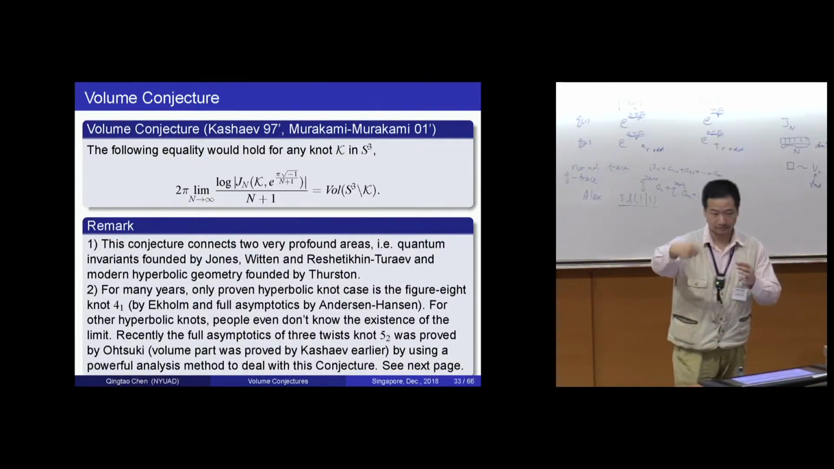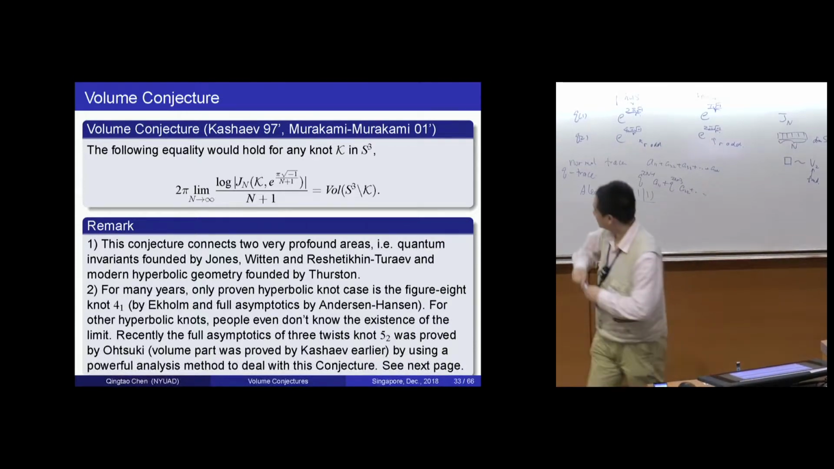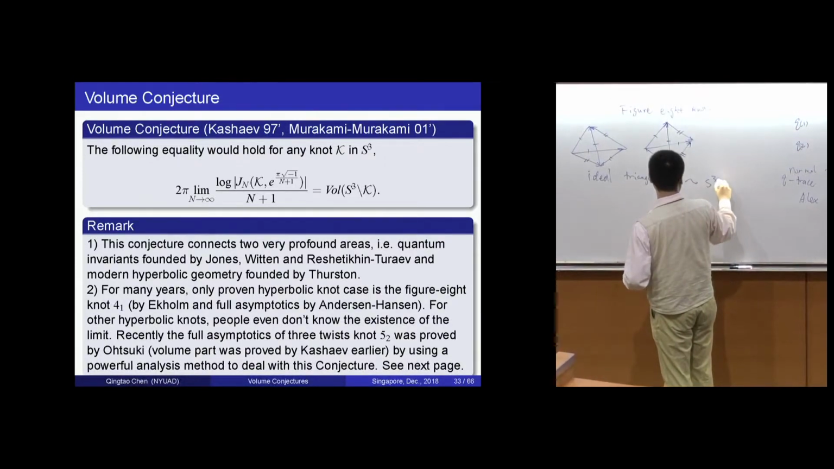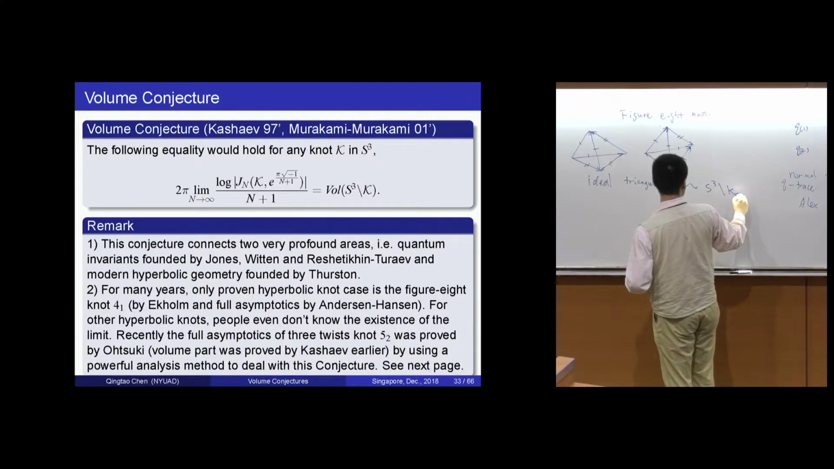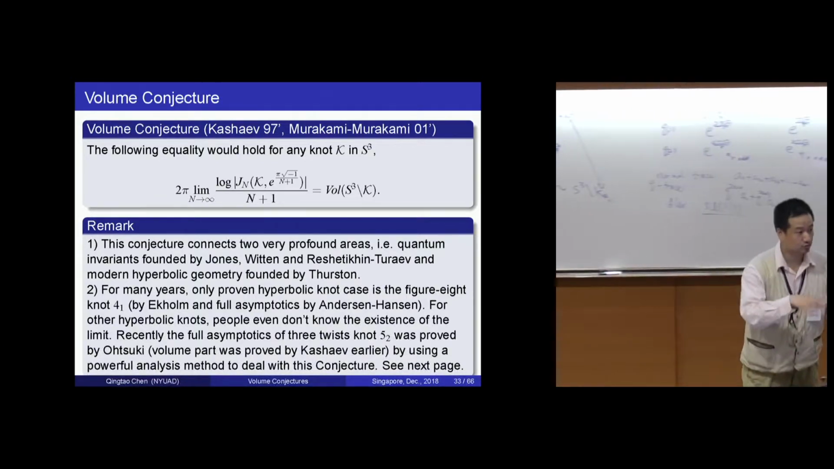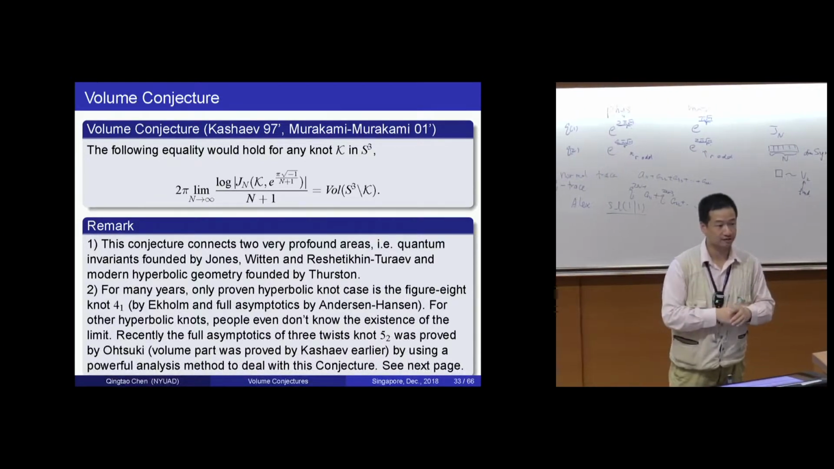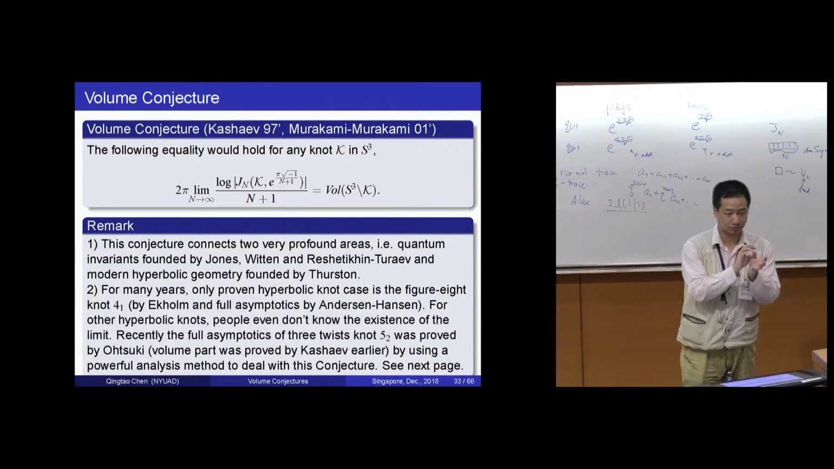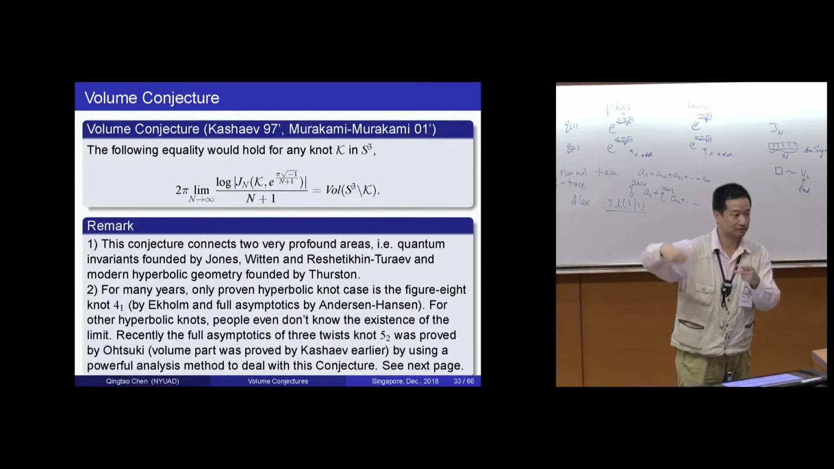And the knot, after this identification, you will get S3 minus K41. So this is the figure 8 knot. This means S3 minus a tubular neighborhood of the figure 8 knot, and the figure 8 knot was actually pushed to infinity.